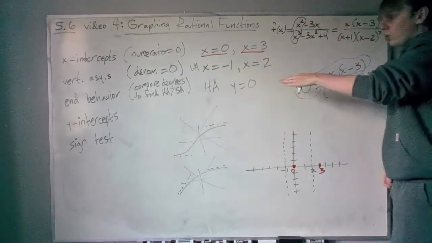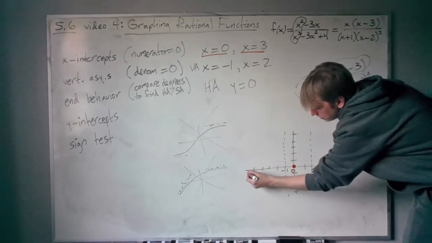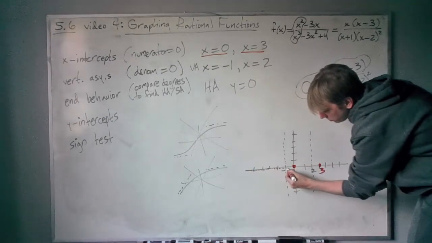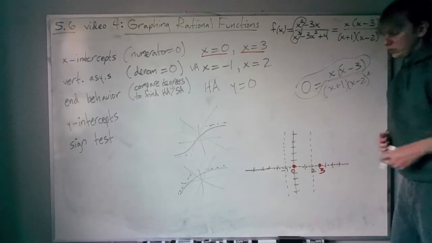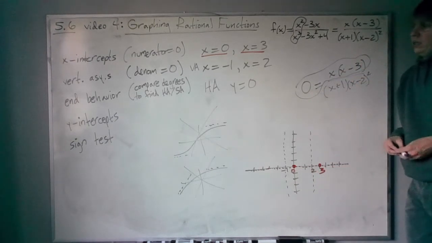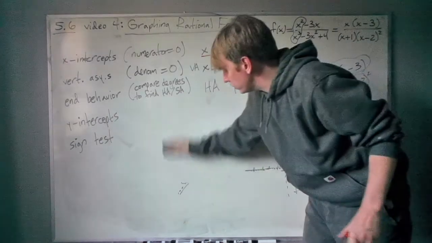We also have a horizontal asymptote, y equals 0. Y equals 0 would be the x-axis. So apparently the graph is getting closer and closer to the x-axis on the edges of the graph. Okay, anyway, next up is y-intercepts.